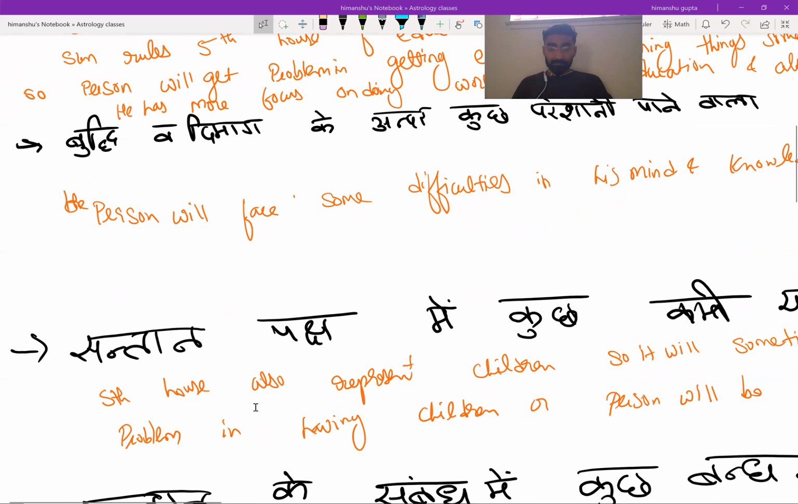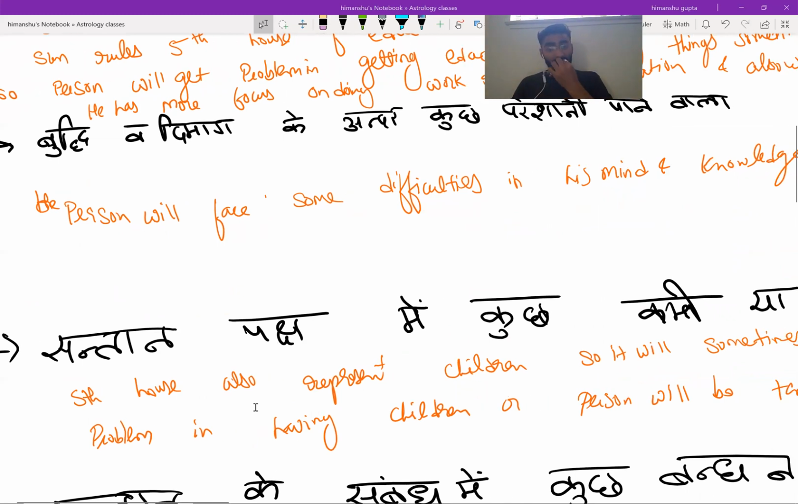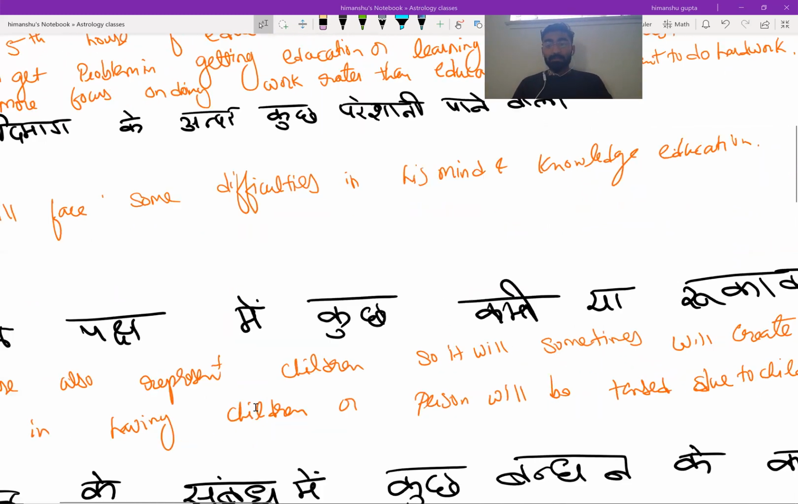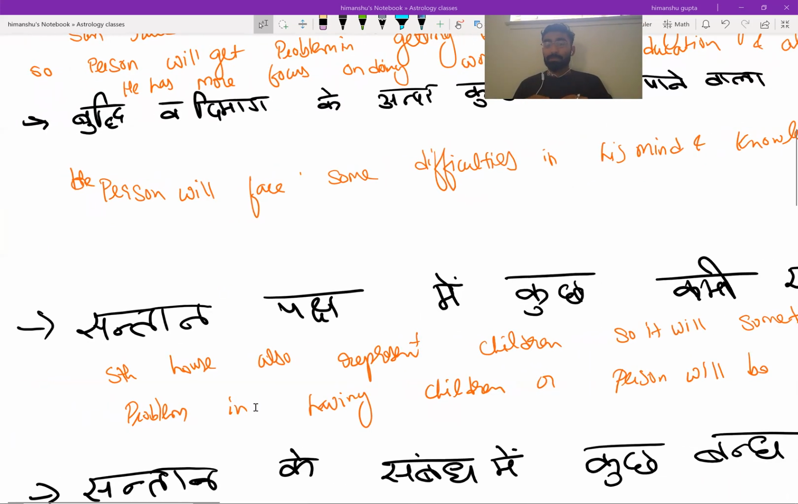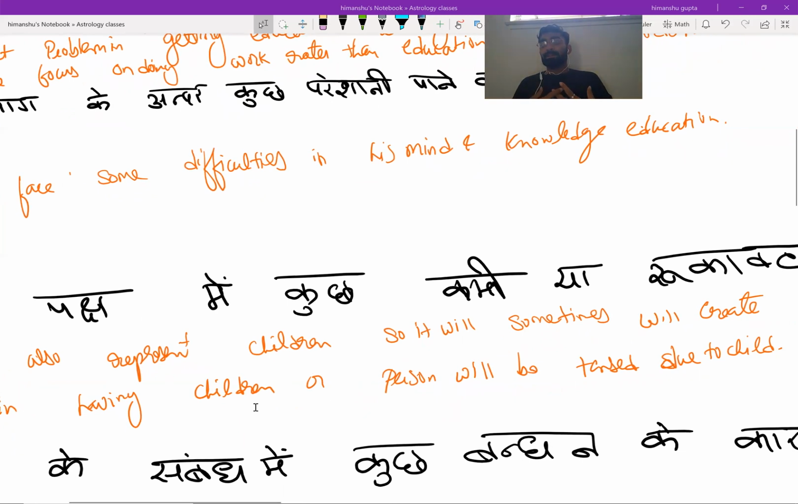The third point is the fifth house also represents children, so it will sometimes create problems in having children, or the person will be getting tense about his or her children. They have a lot of tension about the future of the children. Many a time the woman might get problems in getting pregnant.